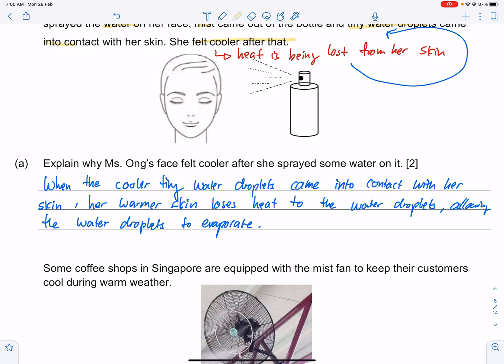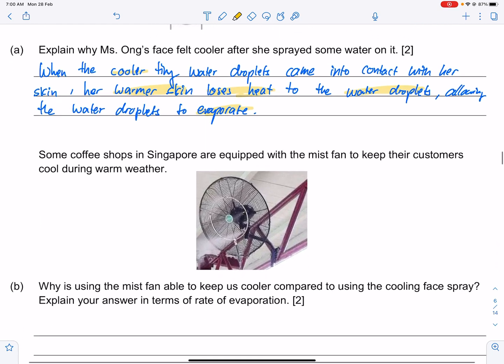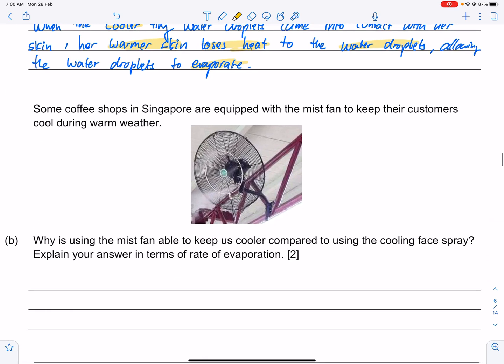Right, so what are some of the key ideas? So make sure you have the cooler, tiny droplets. It has to come into contact with her warmer skin, because if there's a cooler region, there must be a warmer region. The skin would then lose heat to where? To your water droplets. And what does this heat gain cause? It causes your water droplets to evaporate. Okay, so these are the questions.